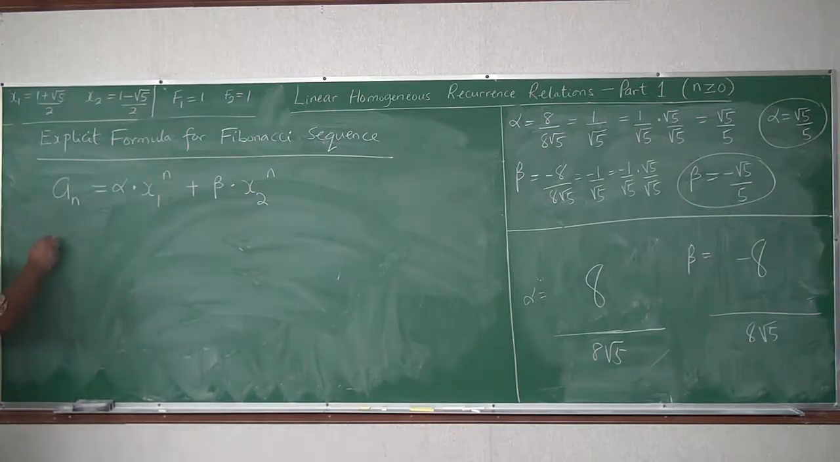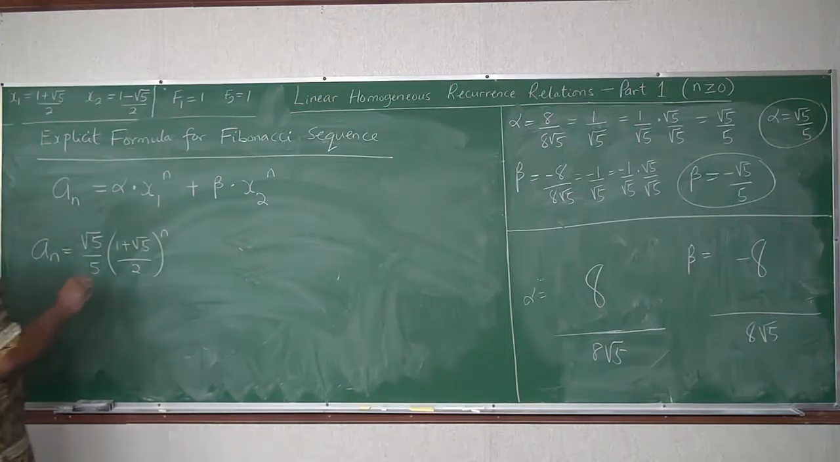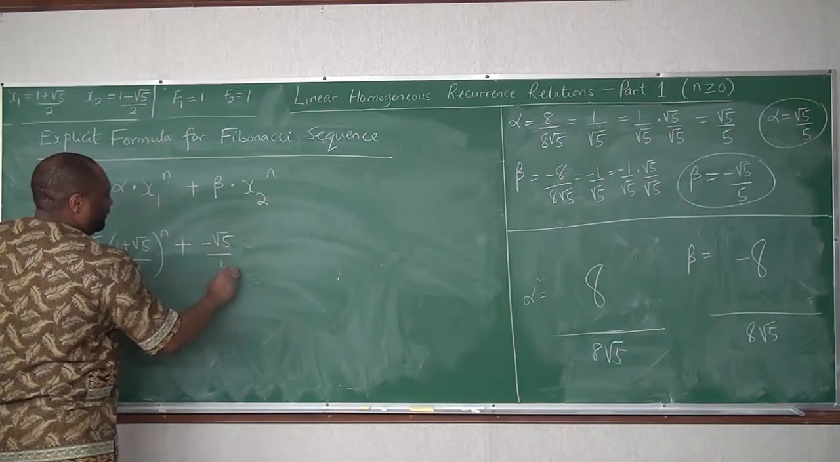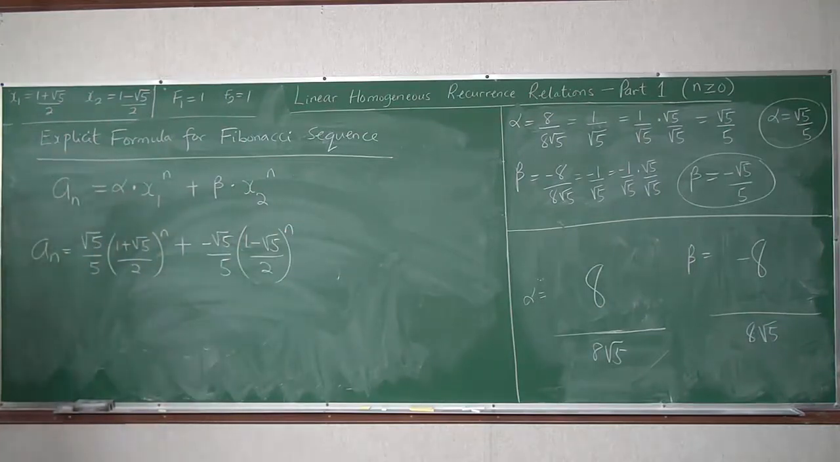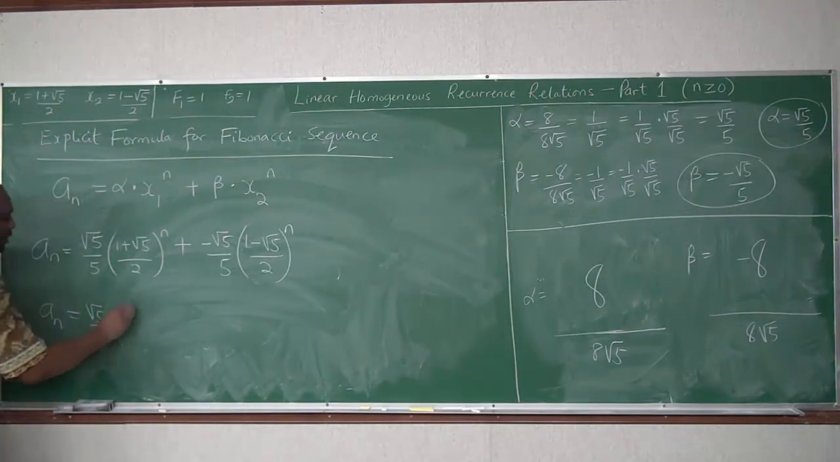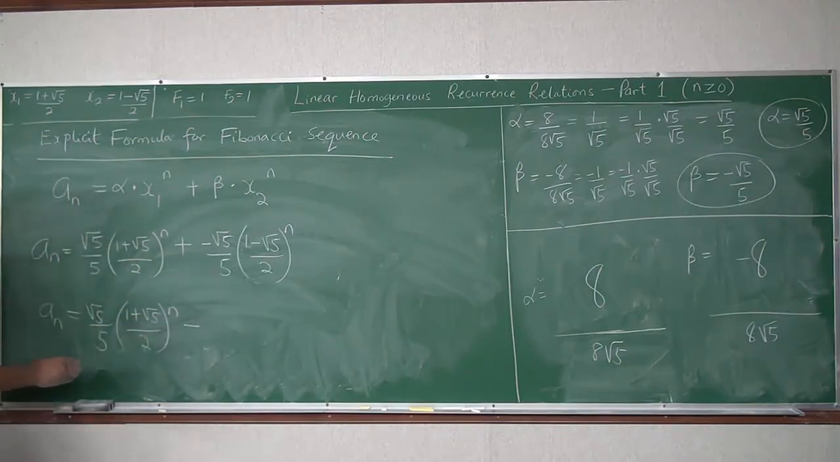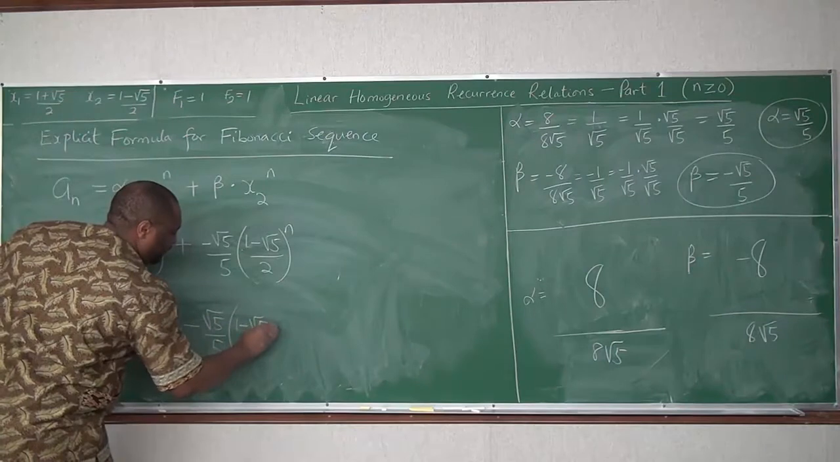Now, let's finish it. So, the nth term would be alpha is root 5 over 5, root 5 over 5 times 1 plus root 5 over 2 raised to power n, plus, in this case, beta is minus root 5 over 5 times 1 minus root 5 over 2 raised to power n. Okay, let's simplify further. So the nth term will be root 5 over 5 times 1 plus root 5 over 2 raised to power n. Plus minus is minus. Minus root 5 over 5 times 1 minus root 5 over 2 raised to power n.